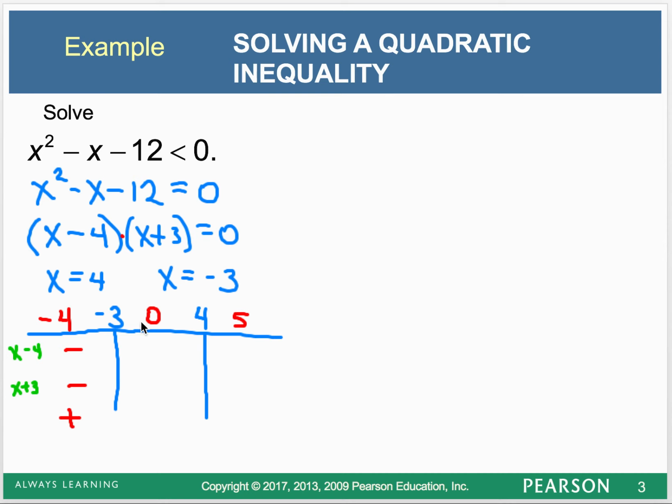Right here, if I plug in a 0, that's a negative, and 0 plus 3 is a positive. So when I put it all together and multiplied a negative number times a positive number, I'd get a negative number. Okay, in this section, I've used 5 as my test point. 5 minus 4 is 1. 5 plus 3, I don't care what it is. I just want to know if it's negative or positive. So 5 minus 4 is positive because it's 1. And 5 plus 3 is positive because it's 8. A positive times a positive is a positive.